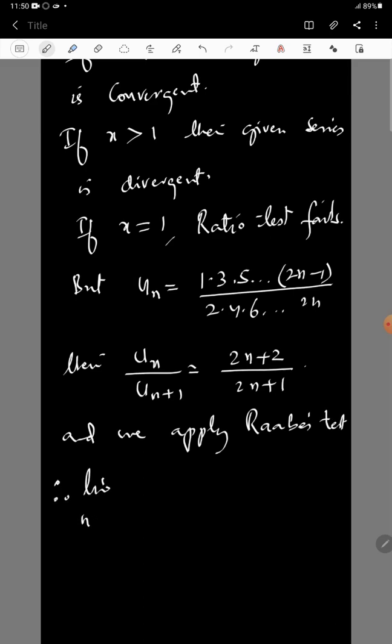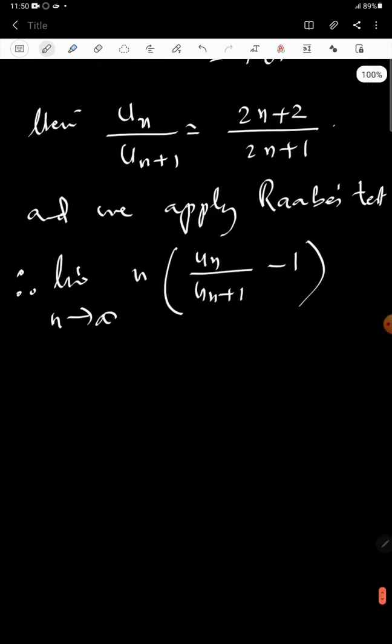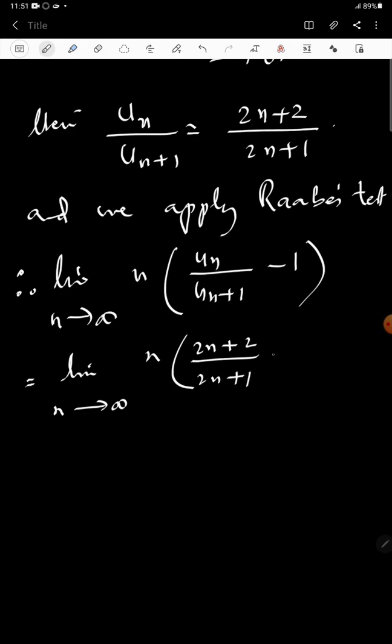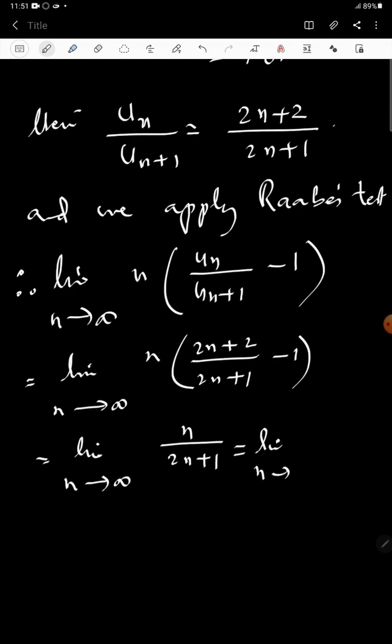Therefore, we will calculate the limit of n times un by un plus 1 minus 1, that is equal to limit n tends to infinity, n times 2n plus 2 divided by 2n plus 1 minus 1, and on simplification this is 2n plus 2 minus 2n minus 1, so it is only 1 multiplied to this n, so it is n by 2n plus 1, and if I separate it by dividing with n in the numerator and denominator, I get 1 by 2 plus 1 by n.